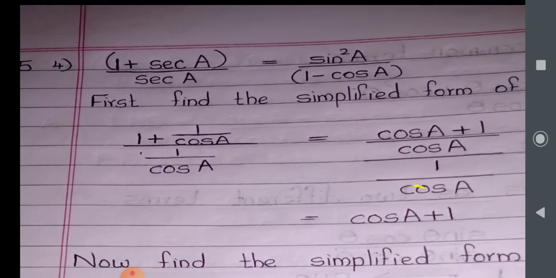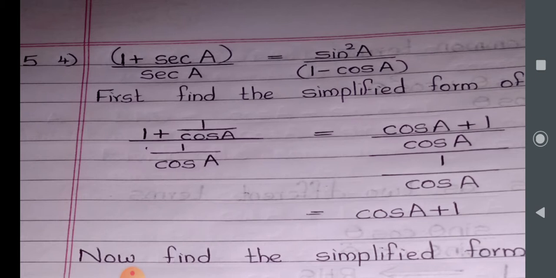Good morning, students. Today we will be discussing the fifth question and fourth question from that. Let us see the question. The question says 1 plus sec A by sec A is equal to sine square A by 1 minus cos A. Students, just check the left hand side and right hand side. The left hand side is having sec A and the right hand side is having sine and cos. So instead of taking sec A, we will convert sec A to cos terms.